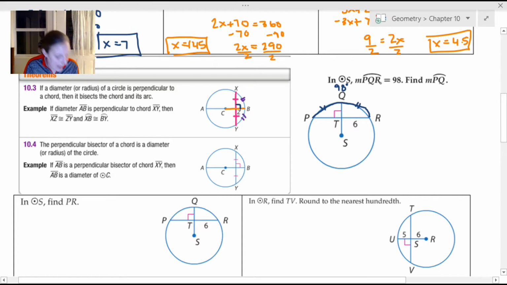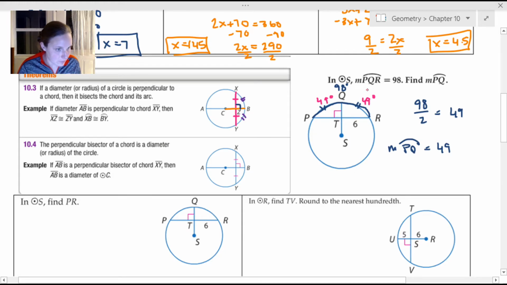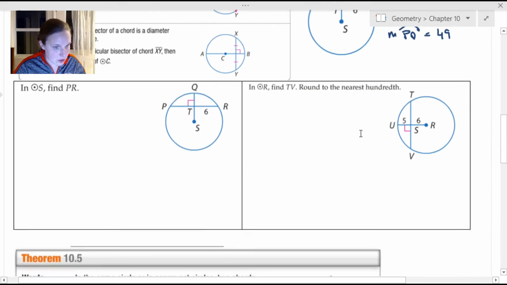We're taking 98 and we're cutting it into 2 equal segments. So 98 divided by 2 is going to be 49. So the measure of arc PQ, that's this segment, is going to be 49. Both of those segments are 49. This one will be 49 degrees and this one will be 49 degrees. All right, same circle.